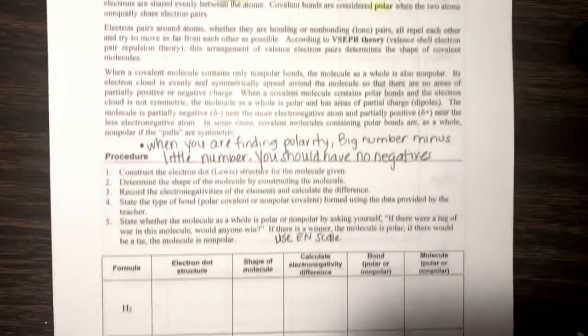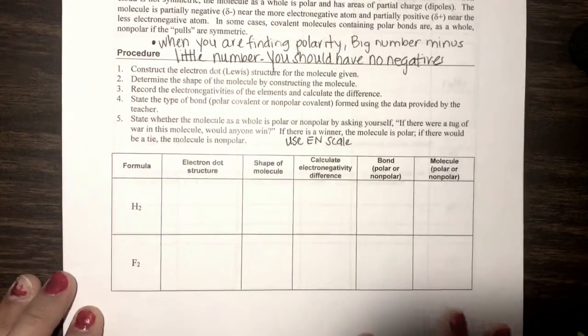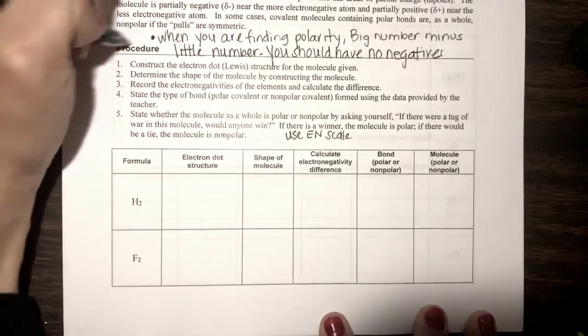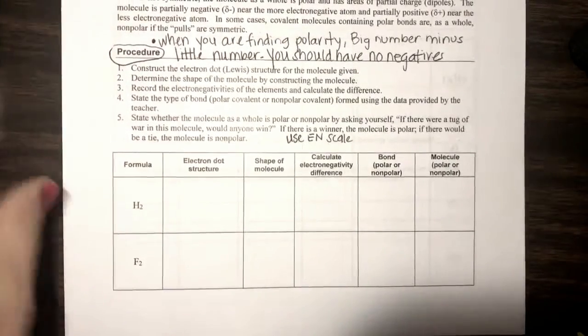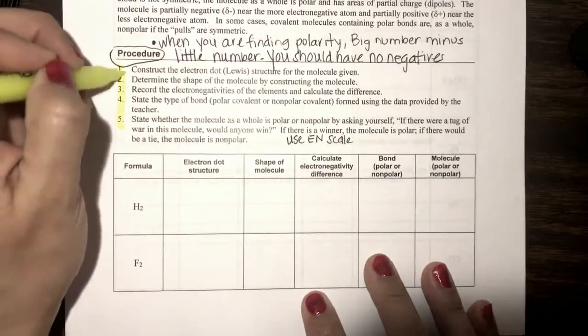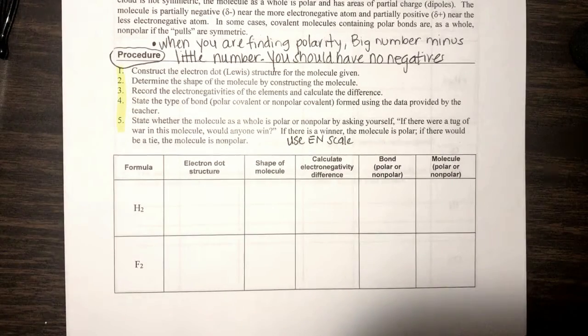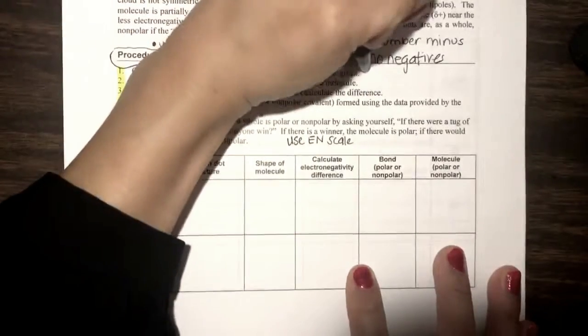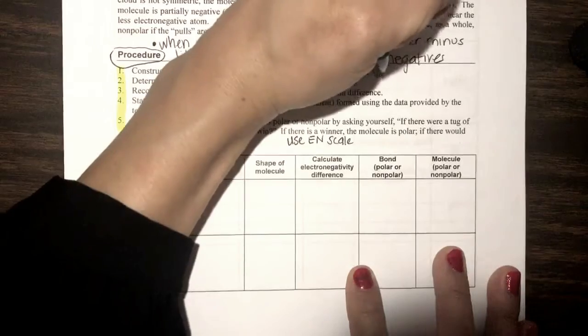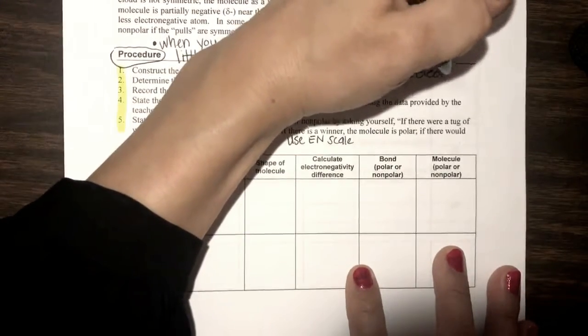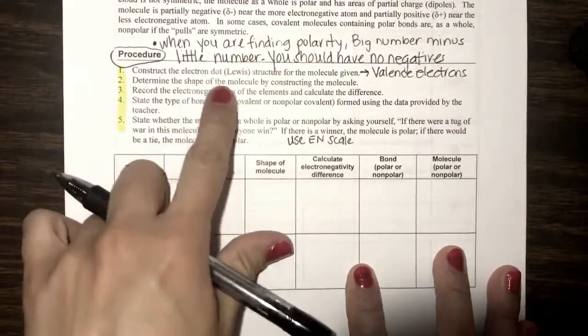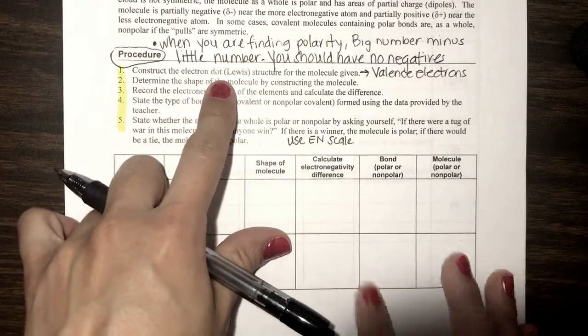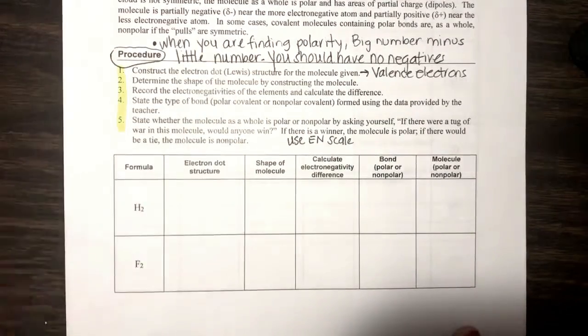So we did practice this a little bit yesterday. I'm going to skip down to the bottom. The procedure. This is what we're doing for every element. We're going to construct the electron dot Lewis structure for every molecule. So this one, if you just want to write right here, valence electrons. Because we can't do the Lewis dot structure without knowing the valence electrons.